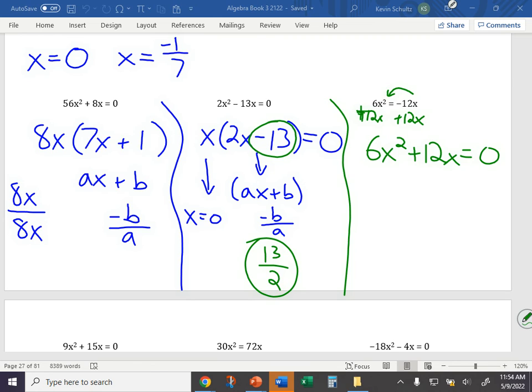Now, what can we factor out of both of these terms? Greatest common factor of 6x squared and 12x. Someone new. Heard from you. Thank you. Yes. 6x. Okay? And if we take a 6x out of 6x squared, we're left with just the 1x. If we take a 6x out of 12x, we're left with a positive 2.